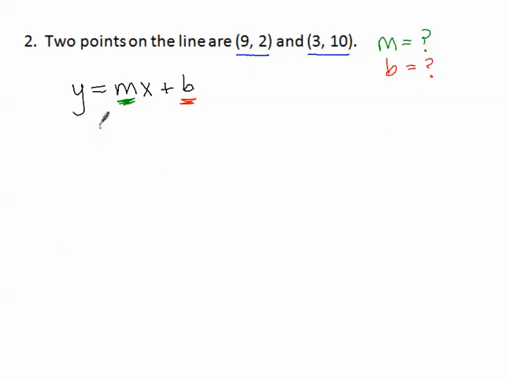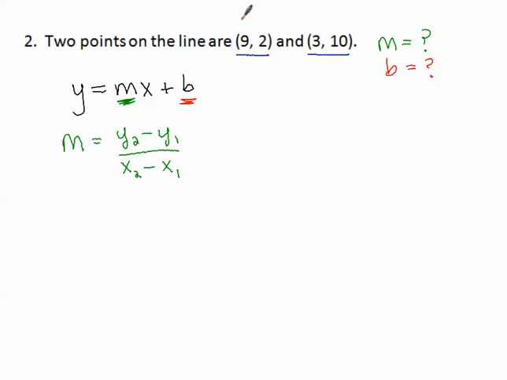So let's start by finding m, the slope. Let's recall how we do that. M is rise over run if we have a graph. But given the points, we're going to use the slope formula, y2 minus y1 over x sub 2 minus x sub 1. And we're going to plug in the points that they gave us.